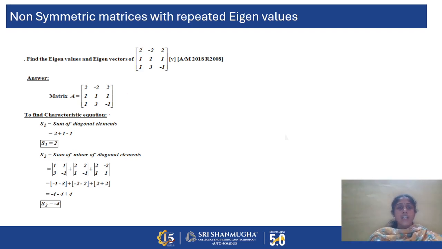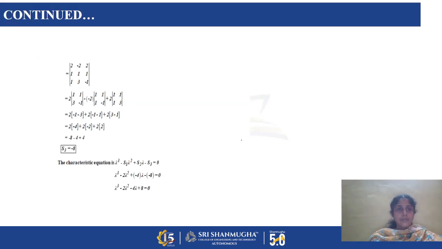So to find the characteristic equation, the same formula we will apply. S1 is nothing but the sum of diagonal elements. So I get 2 + 1 - 1, so S1 is 2. And S2 is the sum of the minors of the diagonal elements: determinant of 1, 1, 3, -1 plus determinant of 2, 2, 1, -1 plus determinant of 2, -2, 1, 1. When you expand this, you get S2 value as -4.